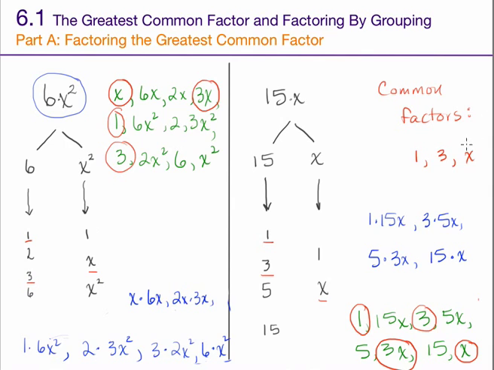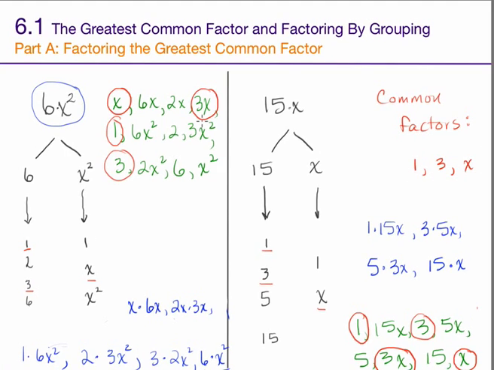So the common factors are 1, 3, x, 3x. 3x also goes into both 6x squared and 15x. Not only that, but 3x is the biggest of all the common factors of 6x squared and 15x. So 3x is the greatest common factor of 6x squared and 15x.